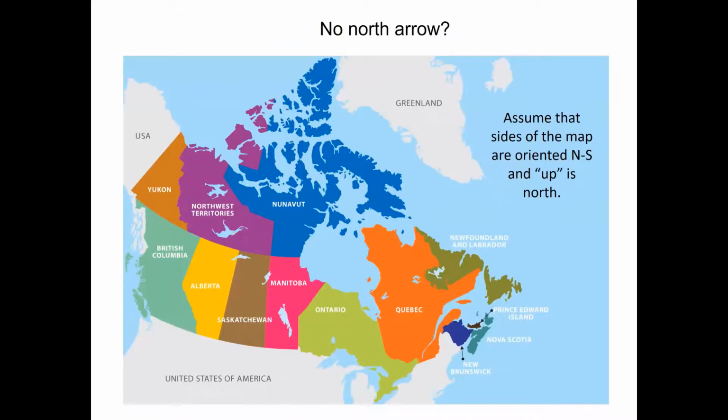As I said earlier, if a north arrow is missing from a map, it's probably safe to assume that the sides of the map are aligned with true north. So in this case, you can see that this side of the map is probably aligned north-south, and the text will be way up. So we can assume that the top of the map is north.